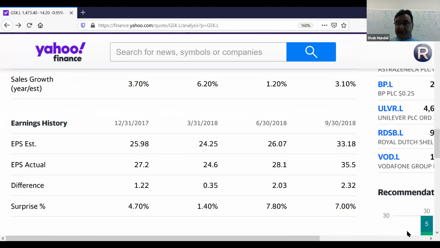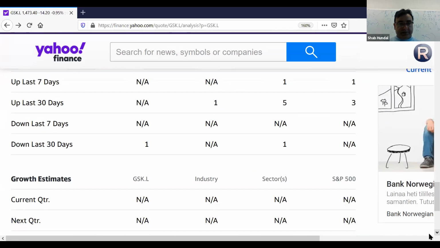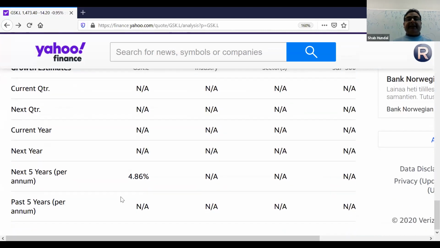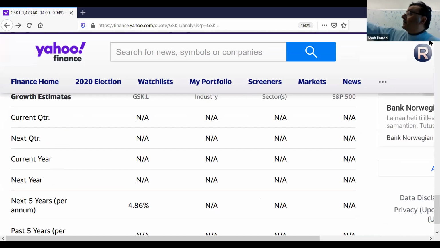And the estimate is that the company would grow for the next 5 years. I can show you where it shows. The next 5 years, you can see here where my cursor is. The estimate is that the company would grow at 4.86%. So I make it roughly 5%, okay? And that is exactly why I wrote 5% here.